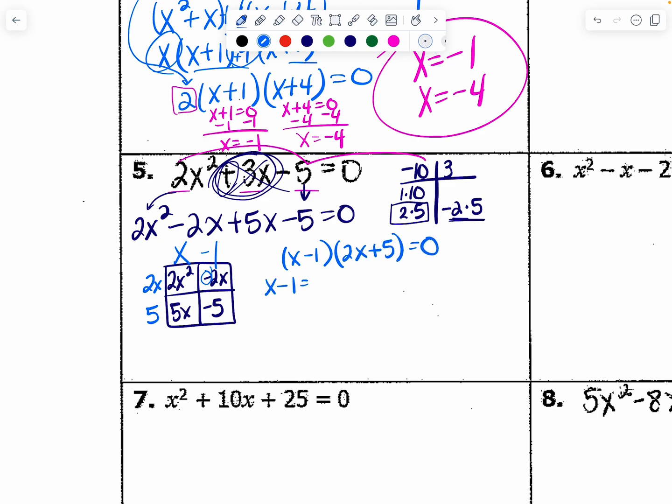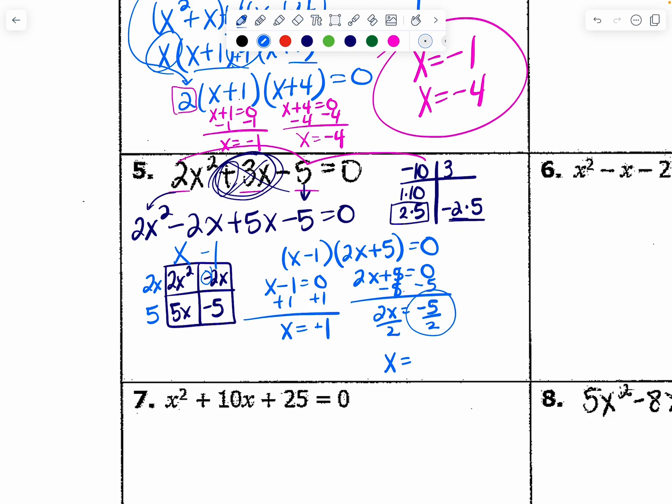I set each one of these to equal 0, and I solve. So I get x equals positive 1. Here, subtract 5. So those cancel. I have 2x equals negative 5, and then I divide by 2, and I get x equals. Now, we get a fraction. Now, with anything to do with quadratics, we are going to leave this as an improper fraction in lowest terms.